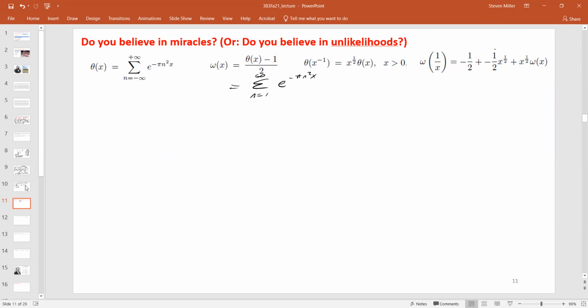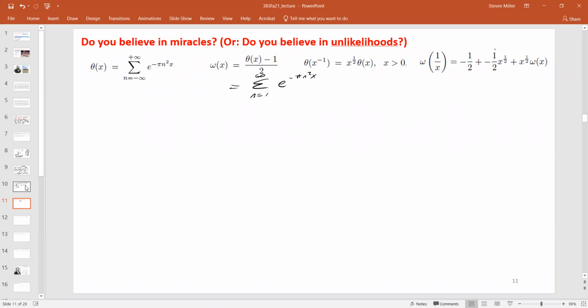So the real heart of the argument is, why does the theta function satisfy this strange relation? Theta of 1 over x is related in a very nice way to theta of x. 1 over x and x are multiplicative inverses. So what we're really saying is, we know a function at x, we know its value at its multiplicative inverse, and there's a simple rescale of the square root of x.